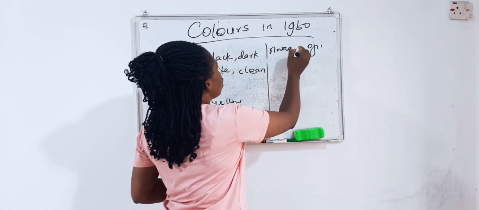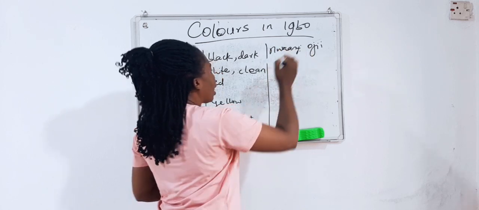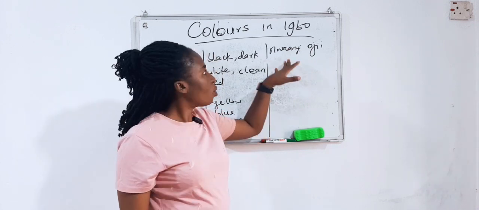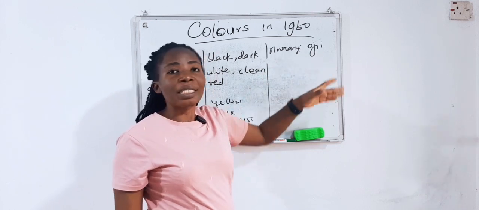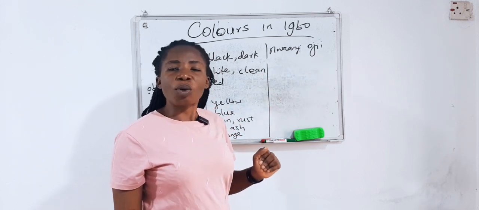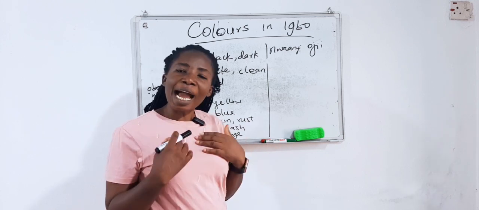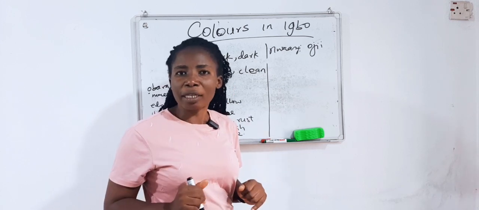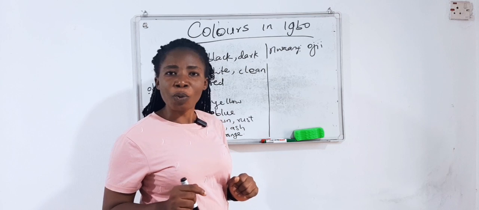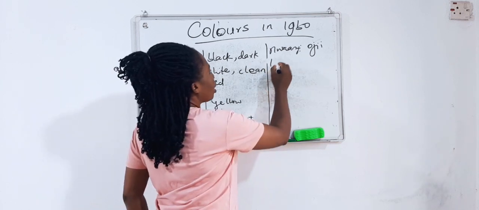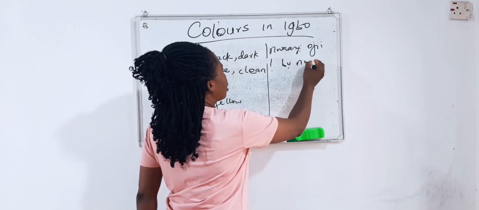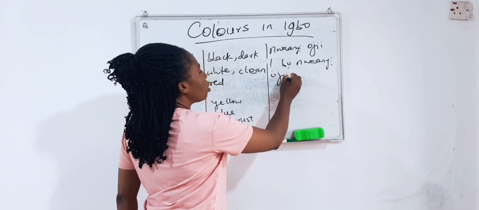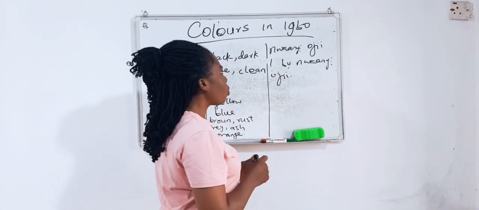So it could be nwanyị oji. Talking about a dark woman. Nwanyị is woman. Oji is dark, black. Nwanyị oji, dark woman. Abum nwanyị oji. I am a dark woman. Igbo nwanyị oji. You are a dark woman.